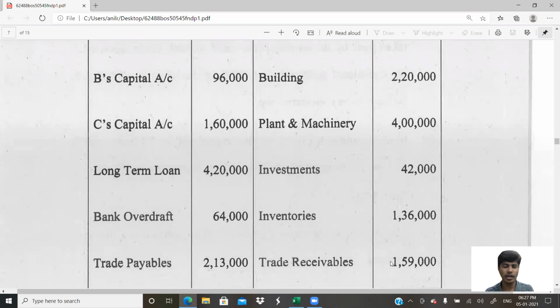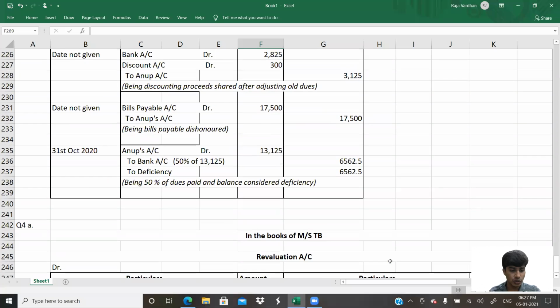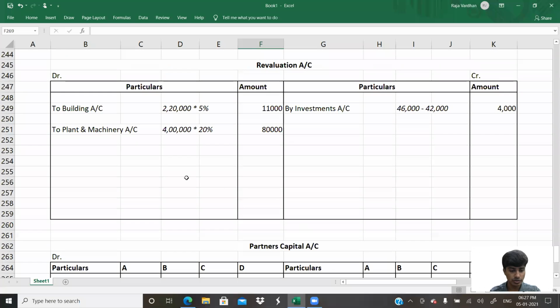Or another way you can write it as bad debts to trade receivables or revaluation to trade receivables. The journal entry will be revaluation account debit to trade receivables. So I will write to trade receivables. Any profit or loss arising on revaluation will be routed through revaluation account and not through normal expense and income accounts. 85% is good, so 15% is bad.